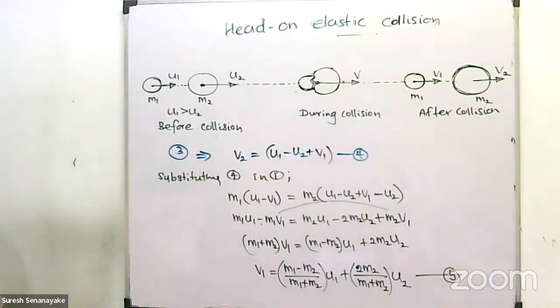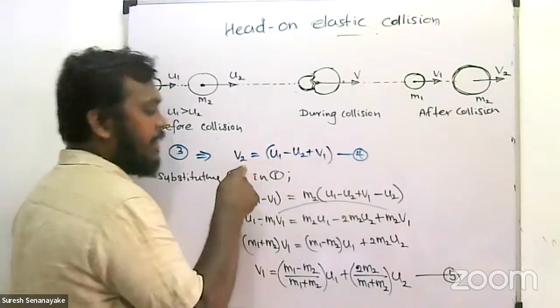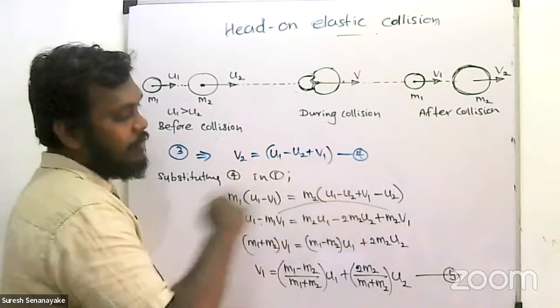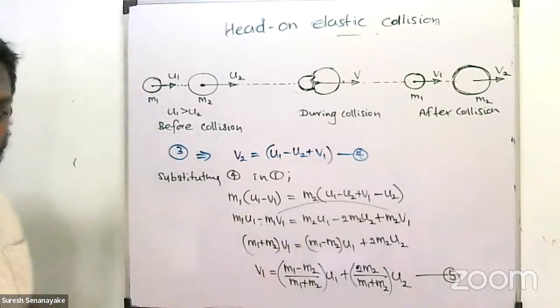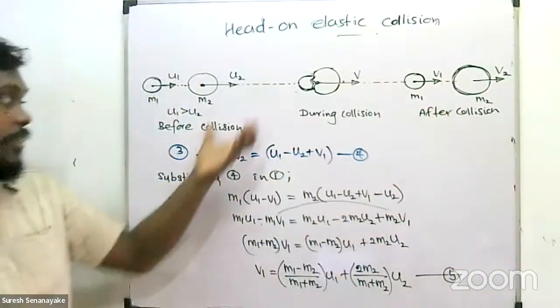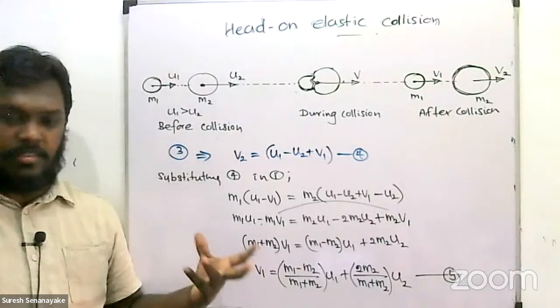The same way you need to do this for V2 also. If you want to find V2, what you need to do is make V1 the subject here and substitute there, and then you can find V2 in terms of U1 and U2, because we are going to find all the terms after the collision in terms of the quantities before the collision. That's the way.